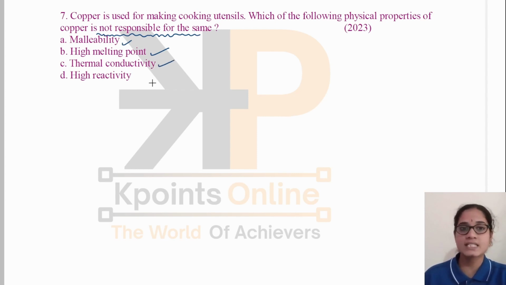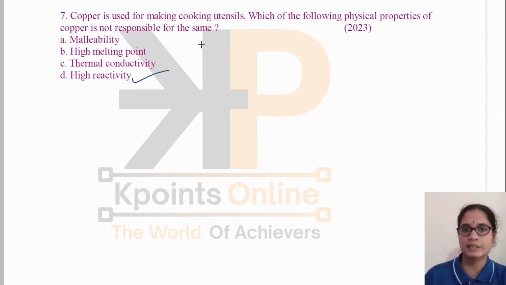Then thermal conductivity. It is the most important property that is needed. Once we are selecting a metal for cooking purposes, it should have good thermal conductivity and the substance should get heated evenly when it is put into the utensil. So thermal conductivity is also required. Then high reactivity. This is not the property that we desire. If the metal is highly reactive, then it may react with the substances that we are using for cooking. So it is not the desired property. Hence, this property is not responsible for making cooking utensils. So the correct answer is high reactivity. Yes, the correct option is D. High reactivity.